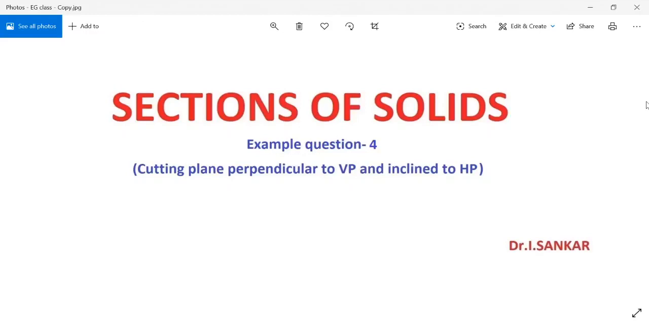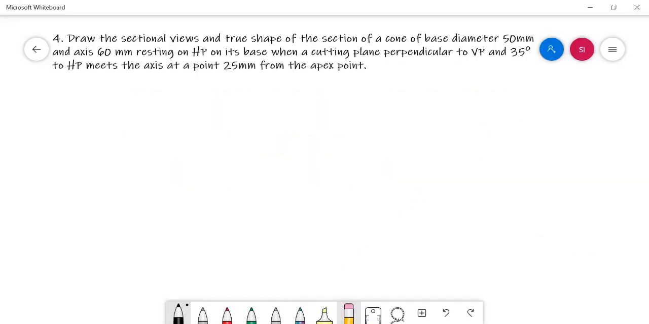Welcome dear students. In this video lecture, we are going to solve a problem in the sections of solids chapter under the category cutting plane perpendicular to VP and inclined to HP. Let's go and solve the problem.